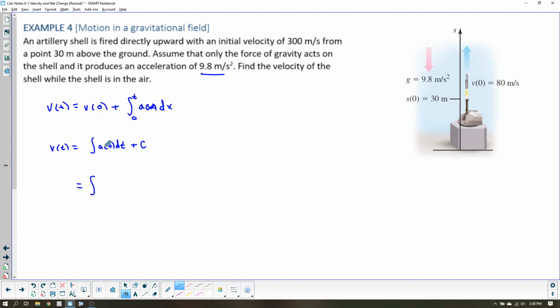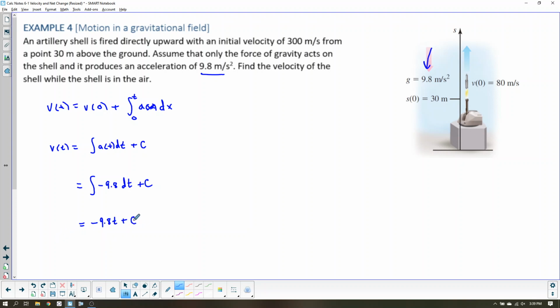All right, we were given the acceleration is constant. The only acceleration is the force of gravity. The force of gravity is pulling us down, which means it's going to be a negative. Acceleration is always negative because it's pulling against the motion. So negative 9.8 dt plus c. All right, well, we're just integrating a constant, so the antiderivative of that is negative 9.8 t plus c.